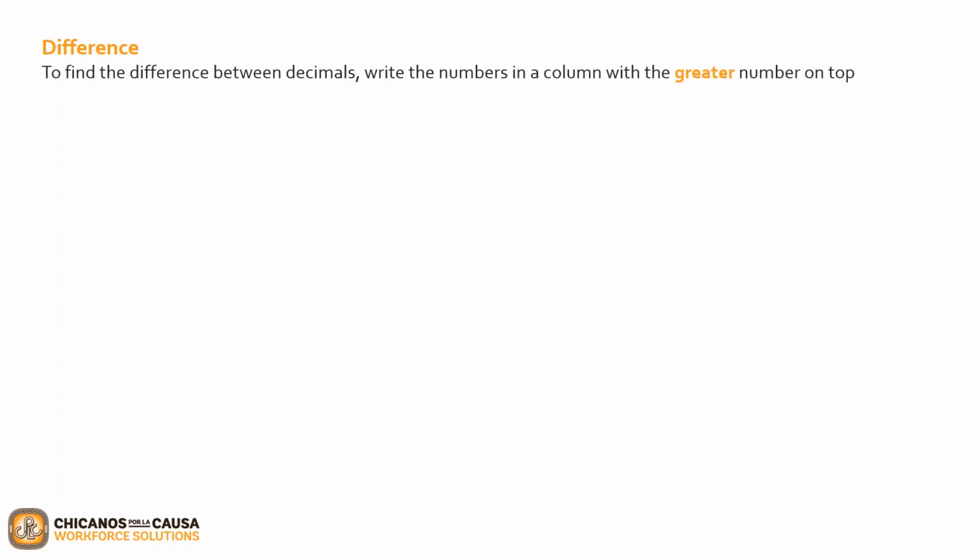Now that we have learned to add, we are actually going to move on to subtraction, also known as finding the difference. To find the difference between decimals, we need to write the numbers in a column with the greater number on top. Let's go ahead and look at an example of this. Example 1. Find the difference between 14.512 and 8.7. We will solve this problem using very similar steps as before.